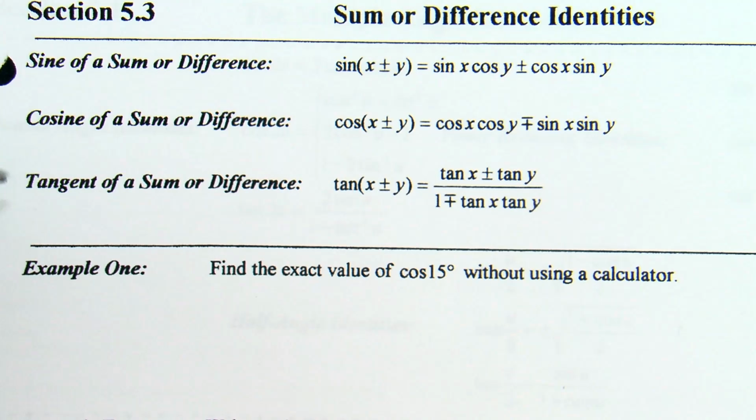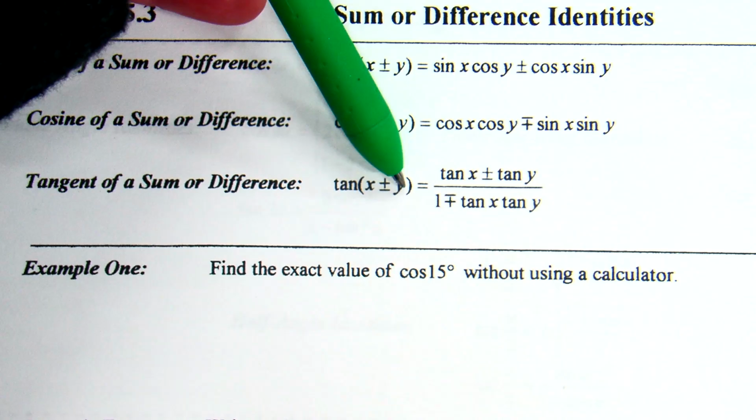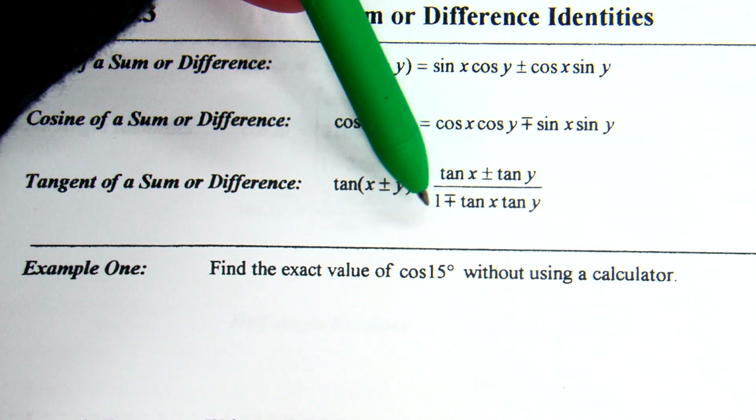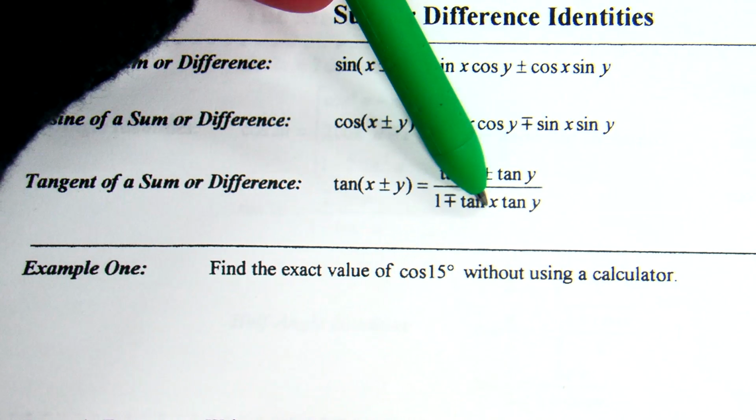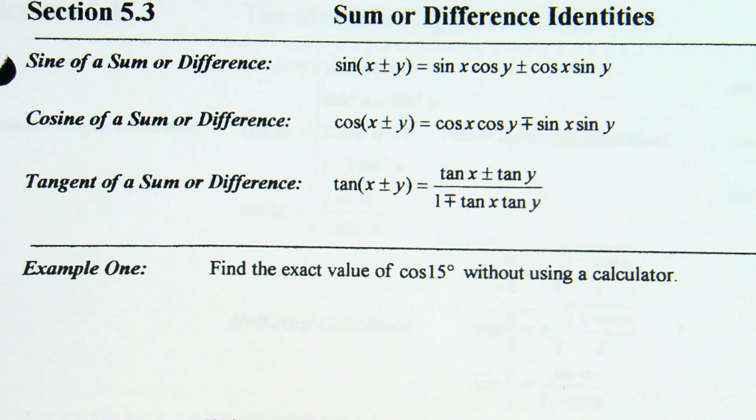We also have tangent. Tangent is a fraction. Notice it's tangent of x plus or minus y. Well, on top, it's tangent of x plus or minus tangent of y. So in that case, you use the same sign. In the denominator, it's 1 minus plus tan x tan y. And so in the denominator, you use the opposite sign. So that's just kind of their way of showing which sign you use.